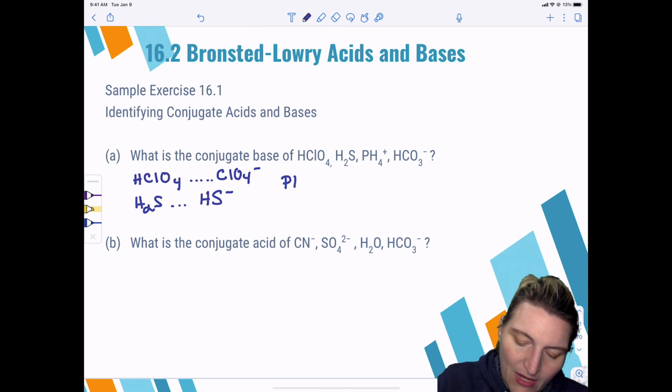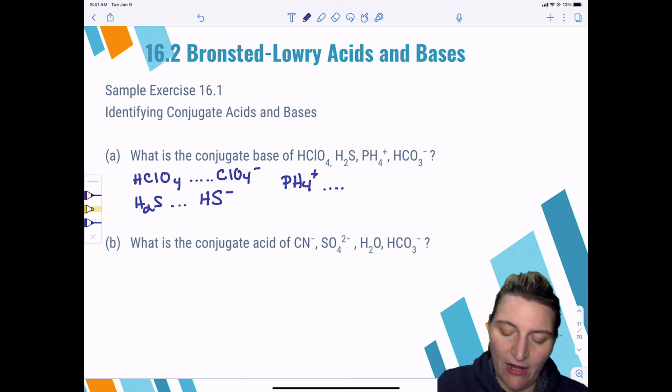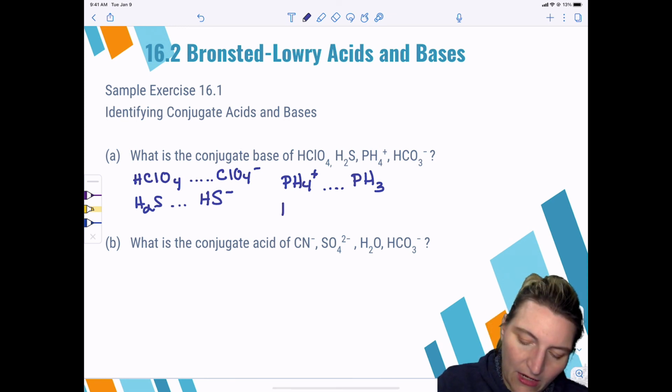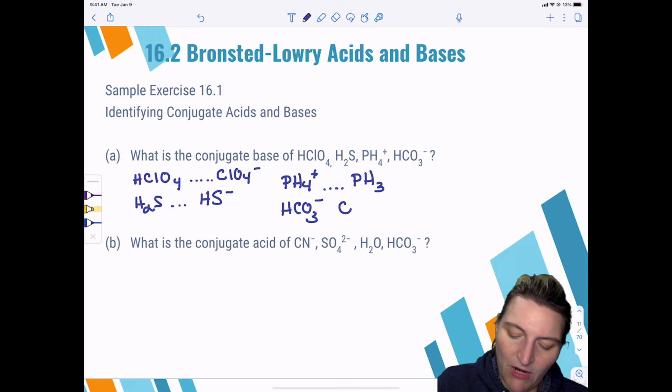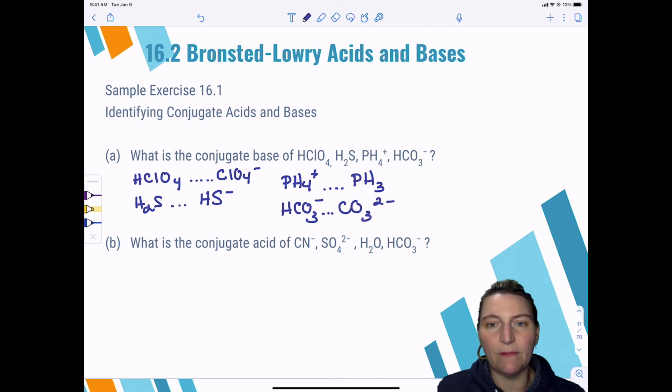We get PH4 plus. It loses a hydrogen and loses its positive charge, so that's PH3. And HCO3 minus, it loses its hydrogen and it becomes more negative. So that's the carbonate ion, CO3 2 minus.